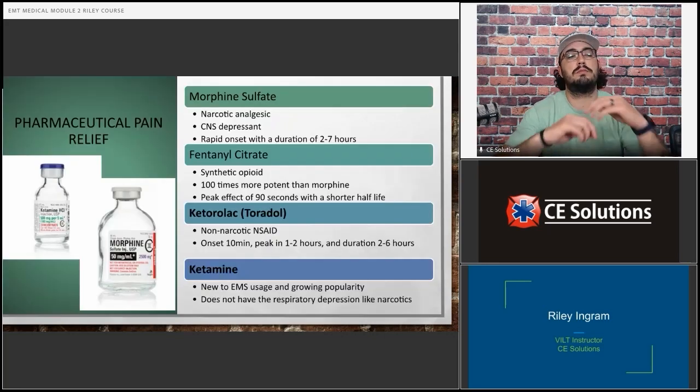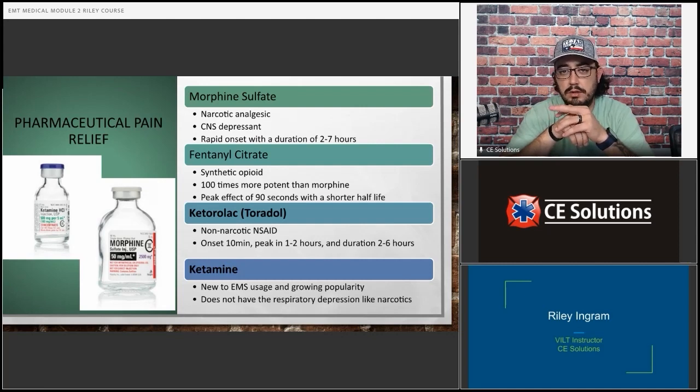All right. So some common pharmaceutical pain relief drugs that we've got. We've got morphine sulfate. This is going to be a narcotic analgesic. It's a CNS depressant, meaning that it could suppress your respiratory drive. Fentanyl is a synthetic opioid, 100 times more potent than morphine. Peak effect of 90 seconds, but it also has a shorter half-life. And you think about, we're using a micro dose versus what we would be using for morphine, right?